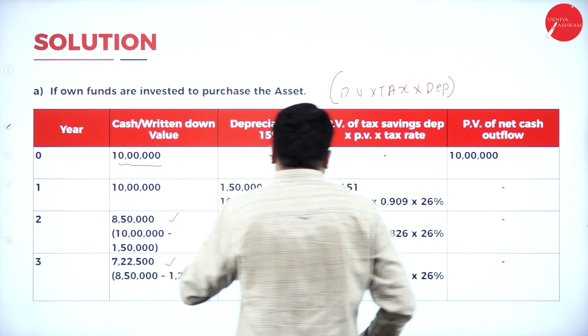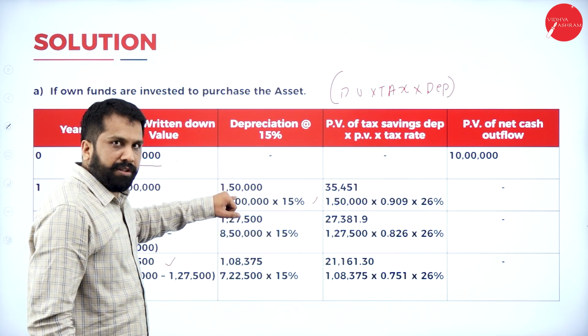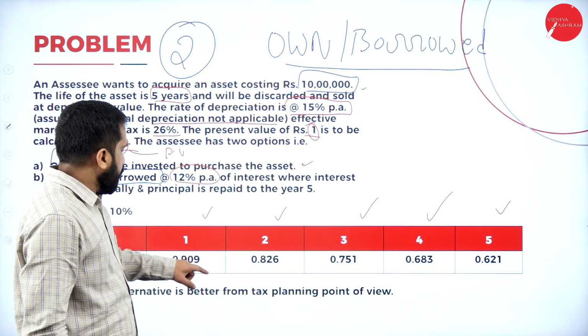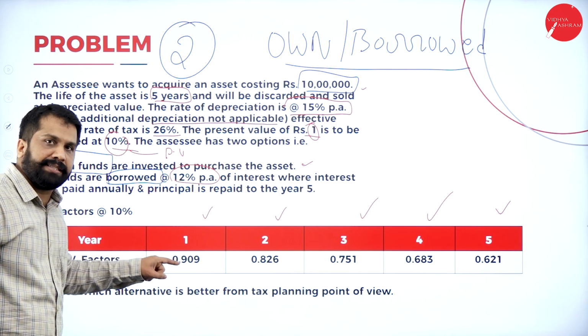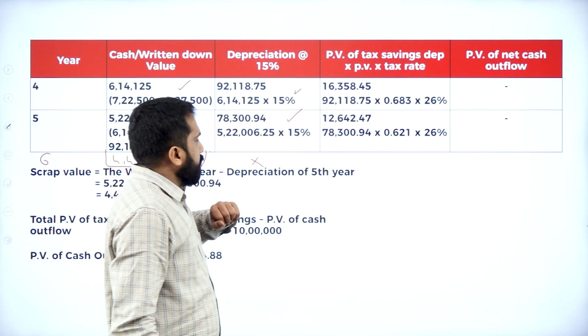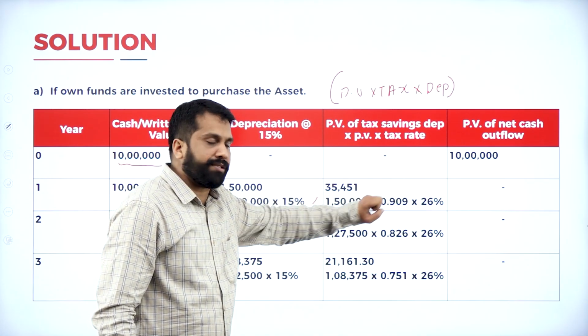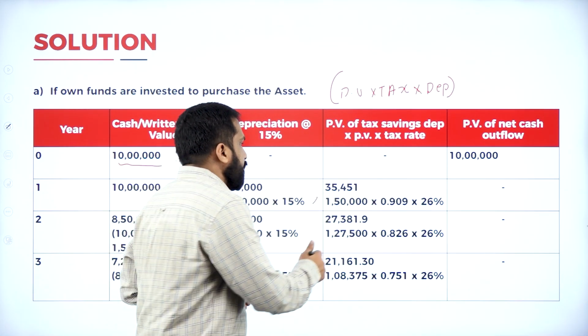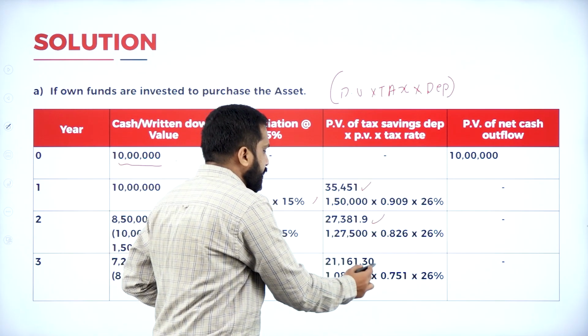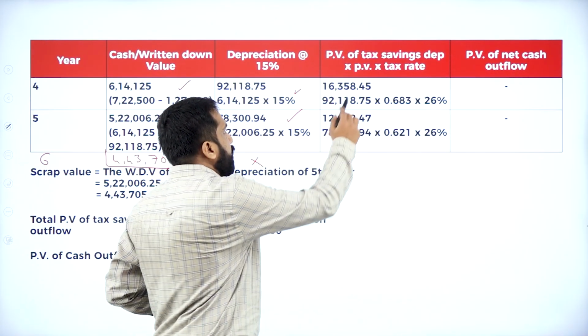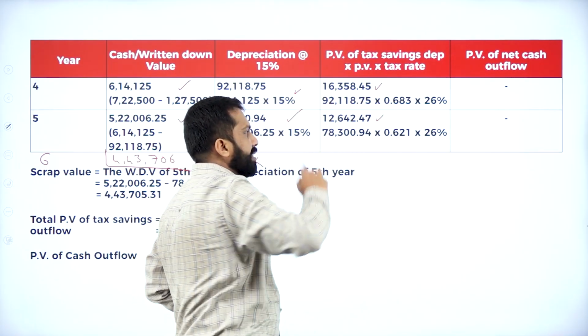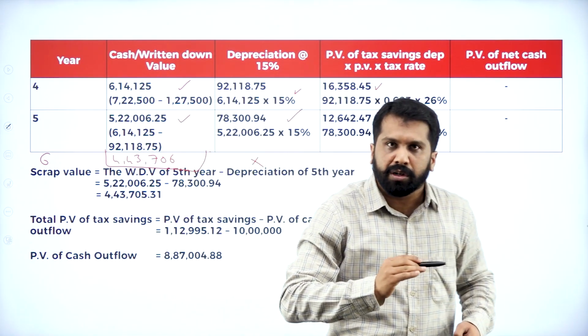Now, 1,50,000 is your depreciation. What is your PV? See, 0.909. 1,50,000, 0.909. Your tax is 26%. Multiply everything. You got 35,000, 27,000, 21,000, 16,000, 12,000. Any doubt? No doubt.